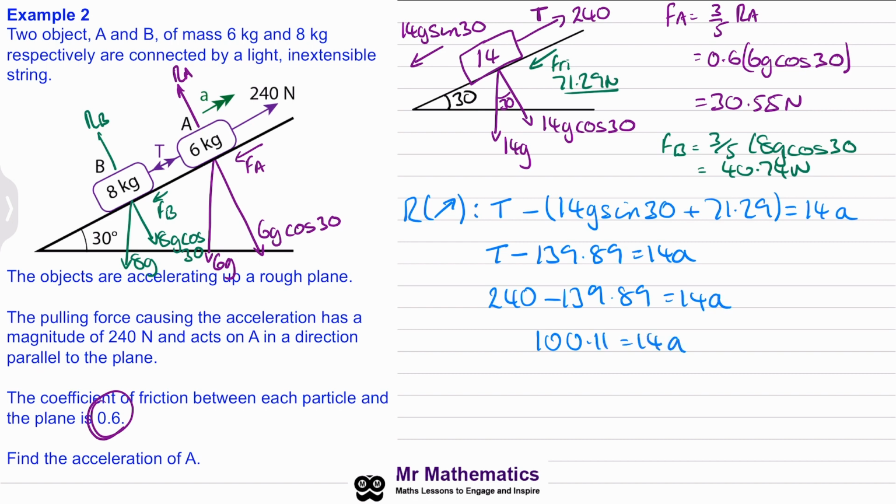We'll divide both sides by 14. So the acceleration will be 7.15 meters per second squared.